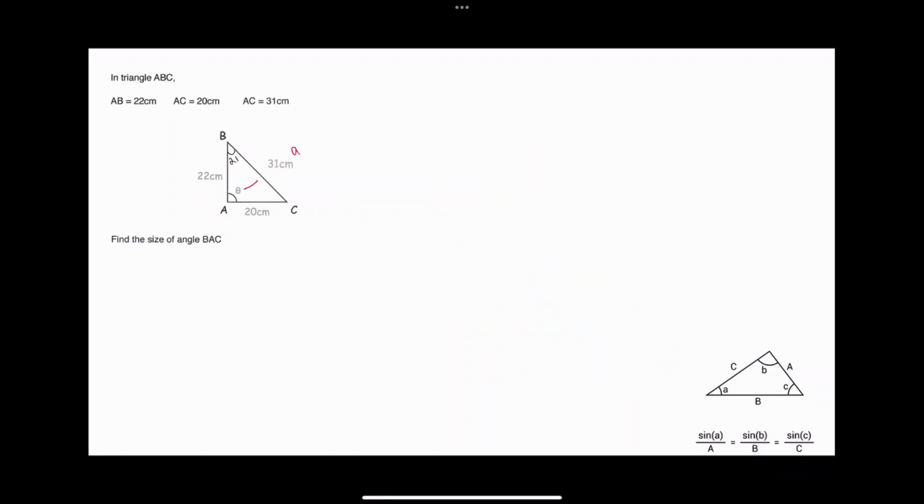Let's now look at the next question. It would be very helpful if you attempt the question yourself whilst we do it on the screen. It will help you with memorizing the steps of the method and plugging in numbers correctly into the calculator. The question is, in triangle ABC, AB is equal to 22 centimeters, AC is equal to 20 centimeters, and BC is equal to 31 centimeters.